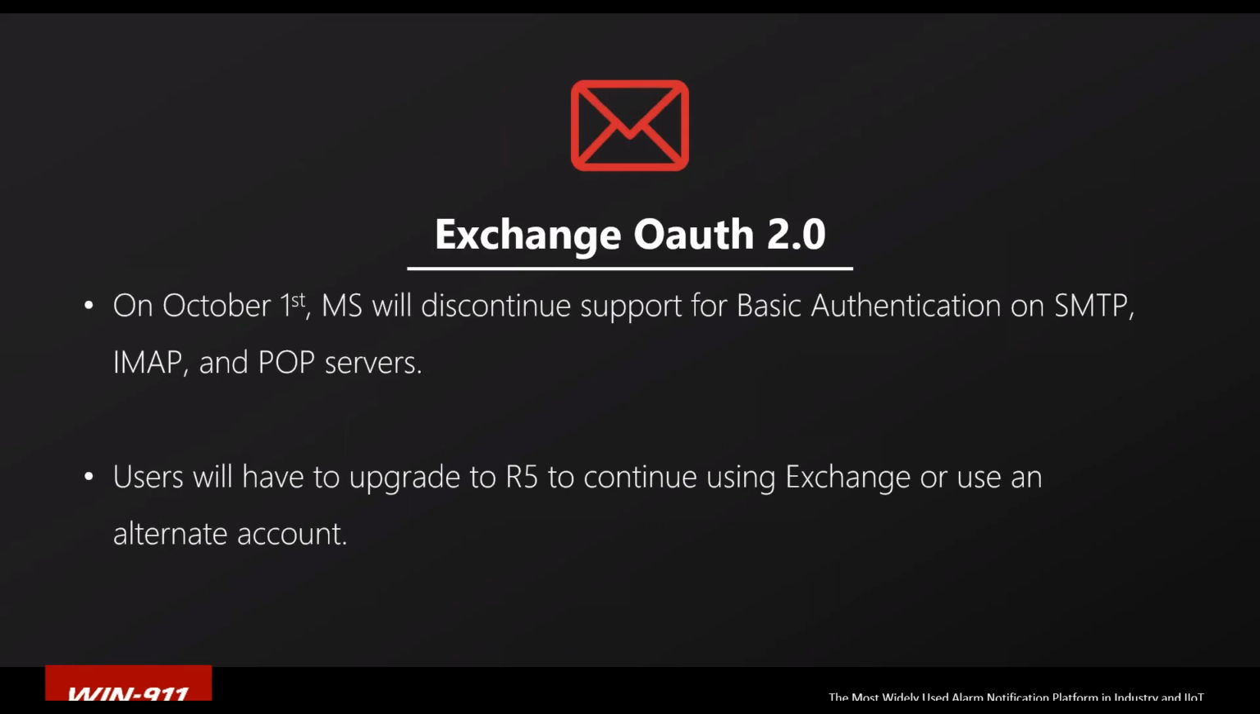So the last thing before the demo is the Exchange OAuth thing. If you didn't know, Microsoft is going to disable, or really discontinue, so you won't be able to turn it back on, Basic authentication for SMTP, IMAP, and POP servers. There's other servers that are disabling it for Exchange Online as well. This is just relevant to the Exchange Online guys that are sending mail from WIN-911 through an Exchange account. Because they're disabling this, the older versions of WIN-911 will stop working.